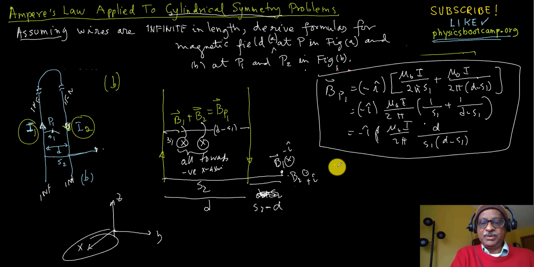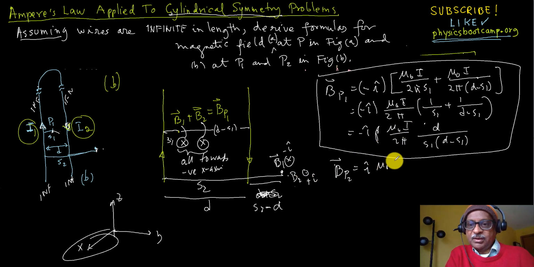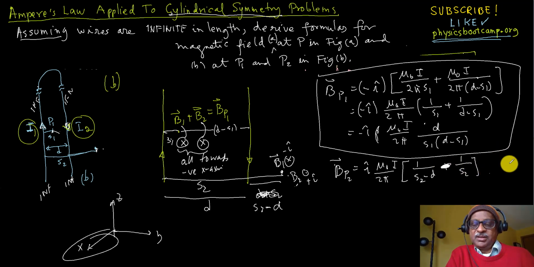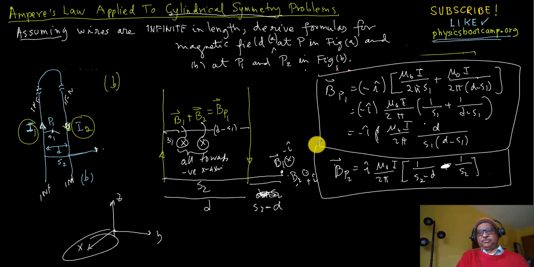So we will get B at P2 will be, let's use the same kind of stuff, i hat mu naught I over 2 pi. B2 will go in the positive direction, so 1 over S2 minus D, and then minus 1 over S2. So that's the answer for this.